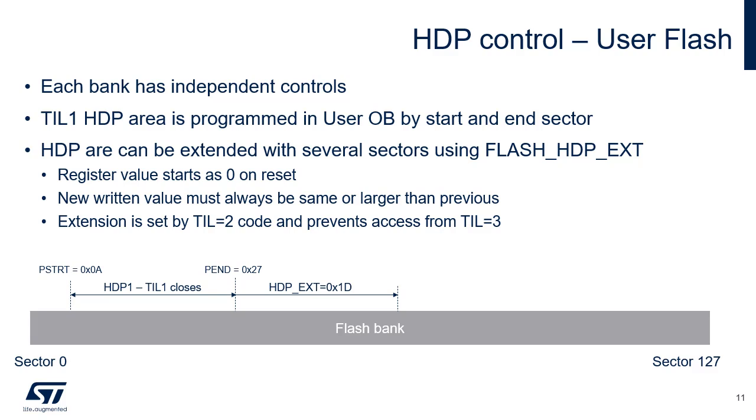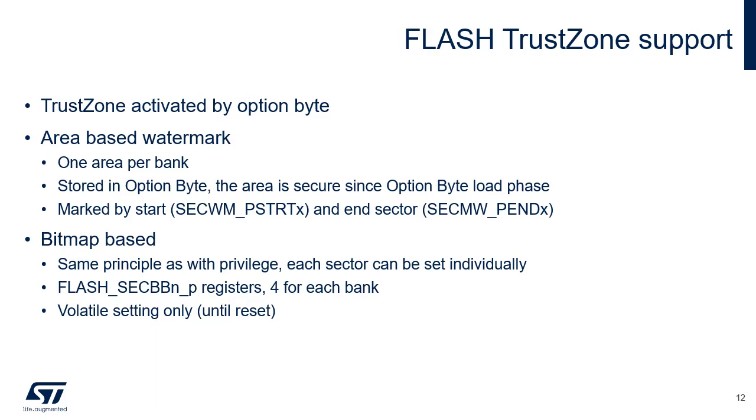If the two banks are swapped, the protection defined for physical bank 1 remains on physical bank 1, unaffected by swapping, with the exception of the HDP. TrustZone isolation is available on the STM32H5 series.